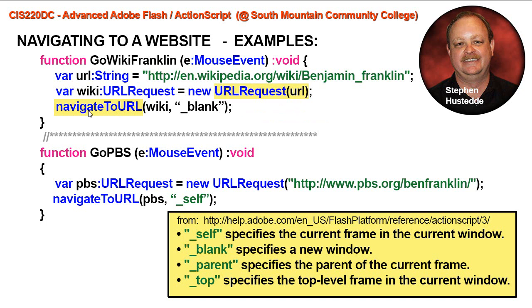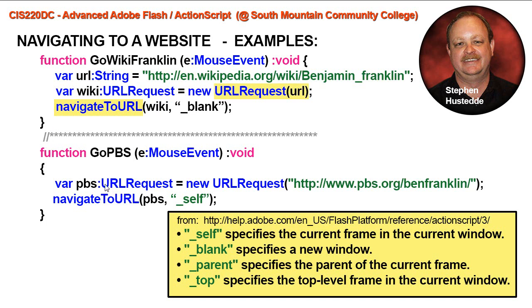And then the third statement is the method that actually launches that web address in either the current window or another window, and that's navigateToURL. And again, remember the case sensitivity here is very important. So it's all lowercase, capital T, capital URL. The site I want to go to is my URLRequest of wiki, and then my second argument is separated by a comma, and here I specify a literal string of underscore blank, and what that will do is it creates a new window in my browser and goes to this website.